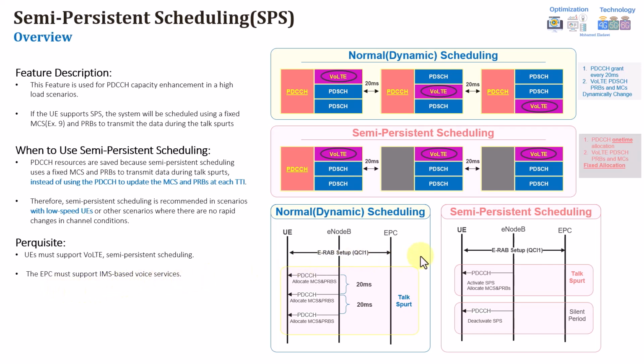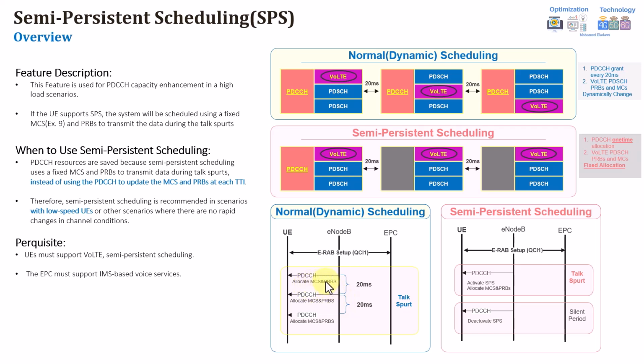And here, from the scheduling information, in the normal scheduling, initially you will have an E-RAB setup with QCI 1, and then you will have the PDCCH allocation. For example, this is the PDCCH grant or order 1, and every 20 milliseconds there will be a PDCCH allocation.